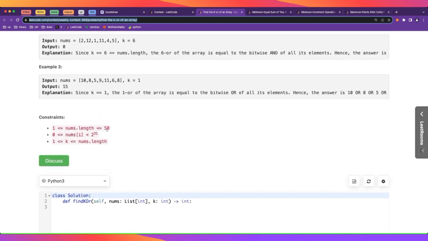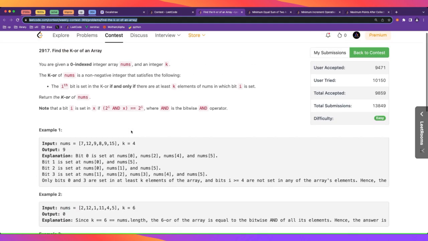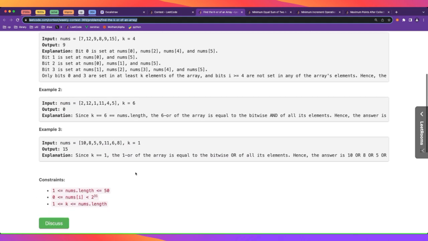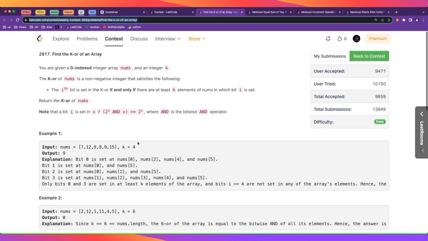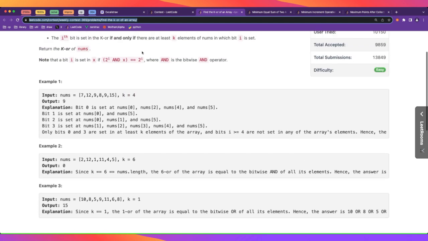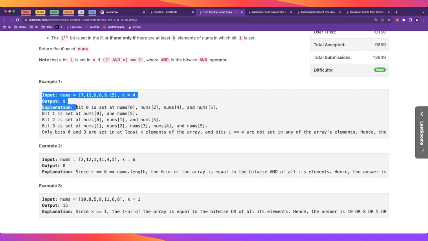This is a small array, 50. Remember always to check the constraints before you decide what algorithm to use. But in this case, we just need to implement what is asked, as usual with easy problems. So let's work out an example so that we get a feel of what we're asked to do. So let's see, this example number 1.